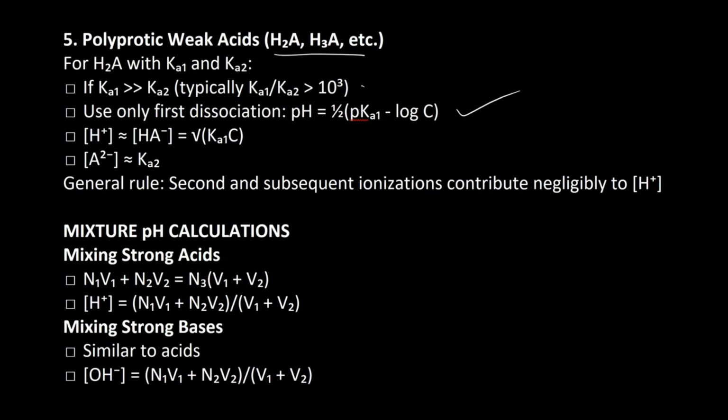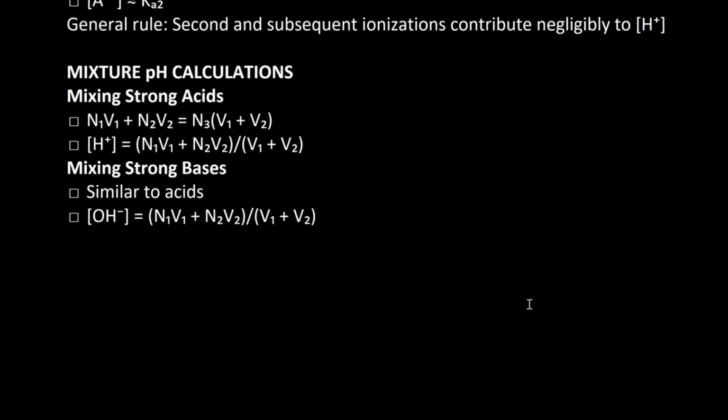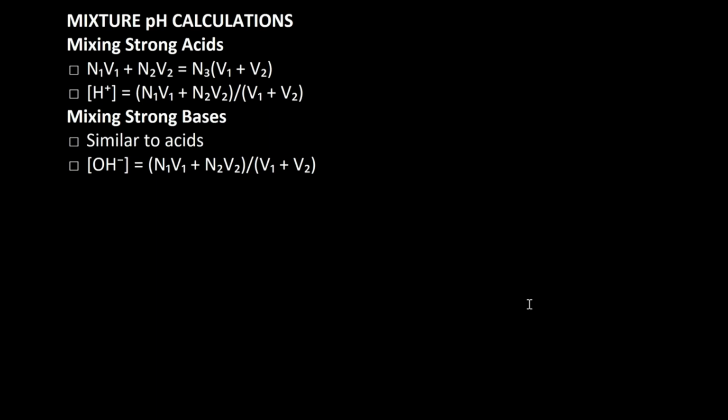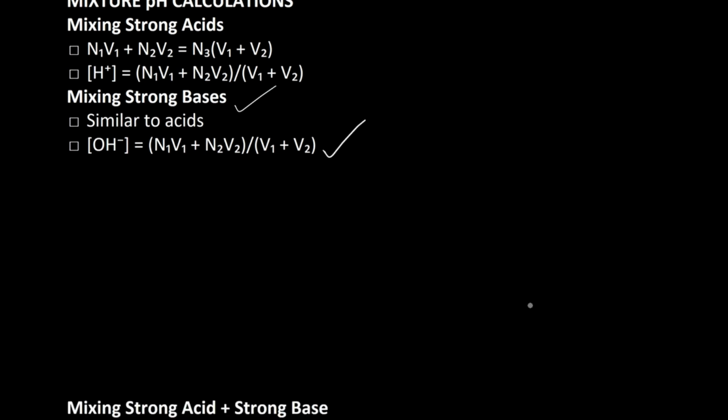Then mixture of pH calculations, like mixing of strong acids. In that case, you can use the total molarity, which will be the sum of normality into volume. Then H plus would be N1V1 plus N2V2 by V1 plus V2. If that is a strong base, again OH minus will be the same answer.